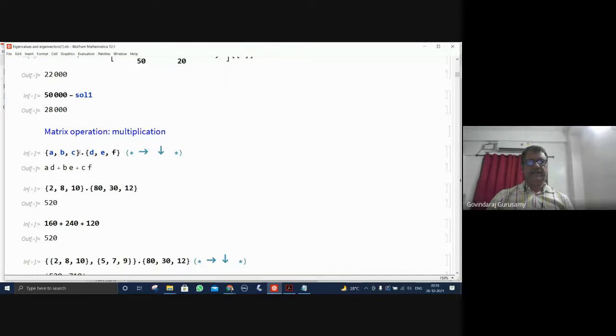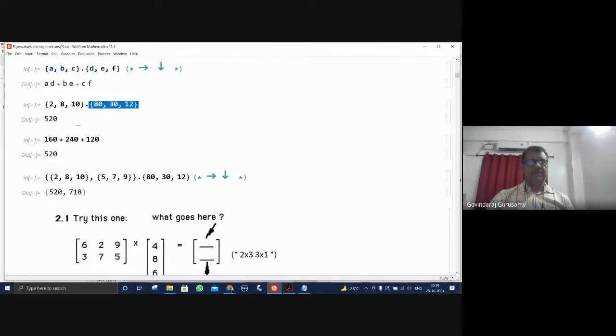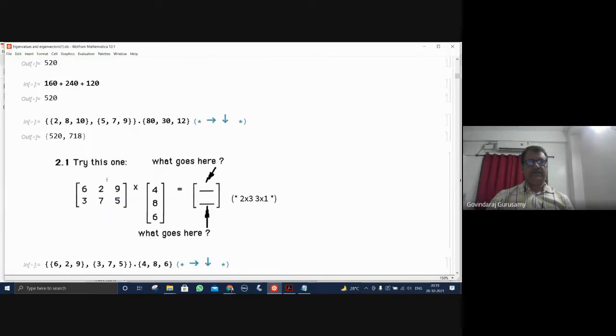So A, B, C, D: this is a row, this is a column, multiply. These are the results that you have. For example, I have a number here, another number here, and that product, 520, can be seen. Each one can be found: 160, then 240, 120. Now there are two rows here, 3 columns, 2 rows. And then this is multiplied with 80, 30, 12. So if I do that, I'll end up with 2 columns, 1 row.